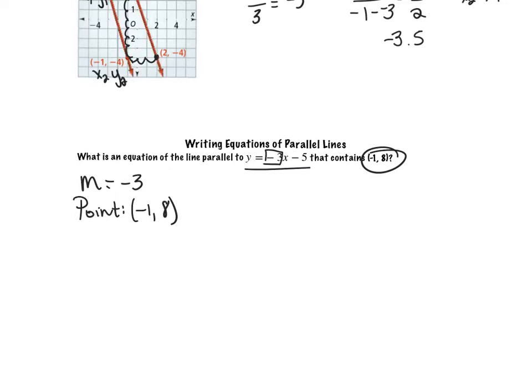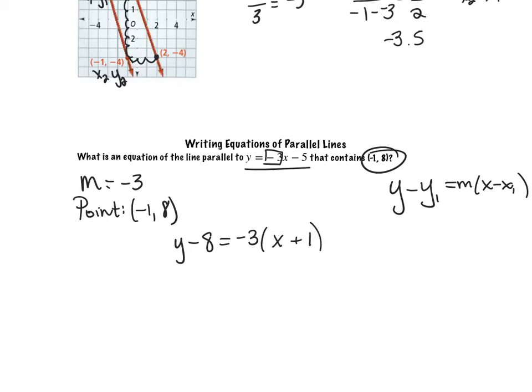So I know I'm going to use point slope form. If we need a reminder, point slope form is y minus y1 equals m times x minus x1. And so I plug in my values here and say, y minus 8 equals my slope times x. And then remember, if I subtract a negative, I'm adding, so x plus 1. So there's my equation.